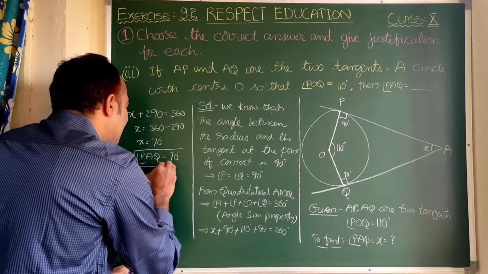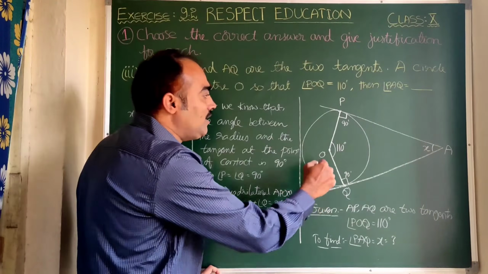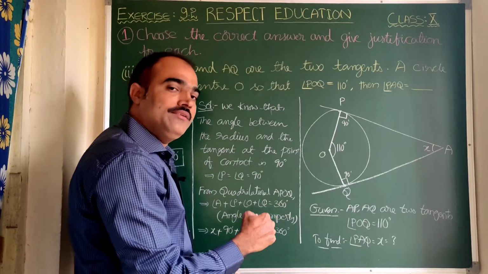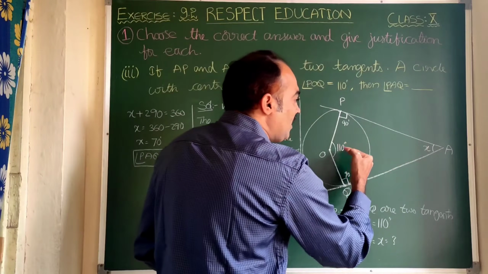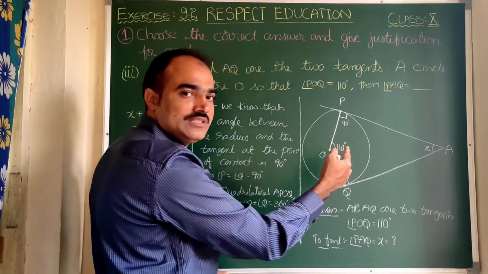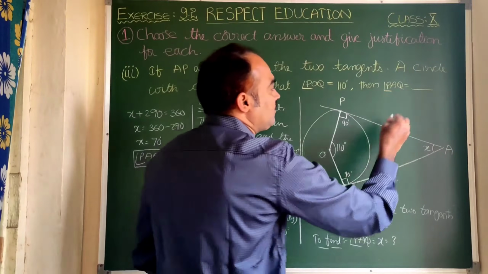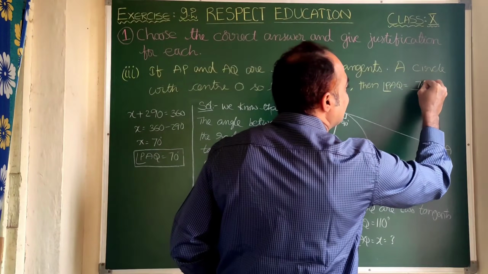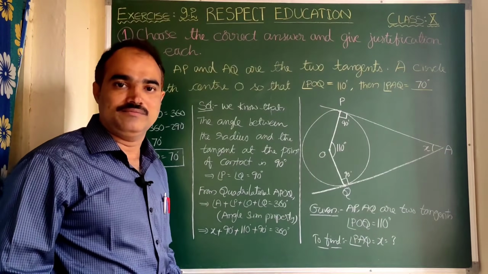See here, this is how we found the value with the known theorem. If not, as I have told you earlier, you can take these two as supplementary. So 110 plus x is 180, therefore x equals 70. That way also it can be done. So finally, angle PAQ is equal to 70 degrees is the final answer. With this, the third bit gets completed.